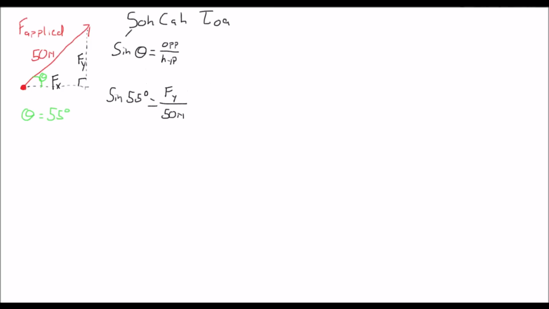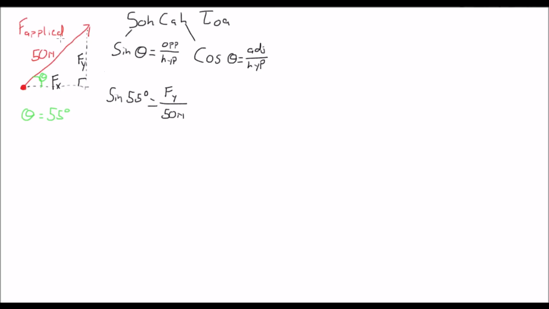And if we wanted to do any of the other ones, so we know that SOH is opposite over hypotenuse. CAH is cosine of theta is equal to adjacent over hypotenuse. So in this situation, we'd still take the cosine of this 55 degrees, and instead of f of y, it'd be f of x up here. And then the hypotenuse would still be the same. And then we'll come to this one in a second. So that's those two. Let's go ahead and solve for this one.